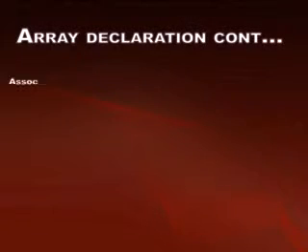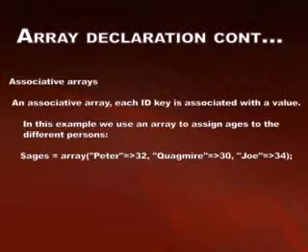In an associative array, each ID key is associated with a value. When storing data of specific named values, a numeric array is not always the best way to do it. In associative arrays, we can use values as keys and assign values to them.